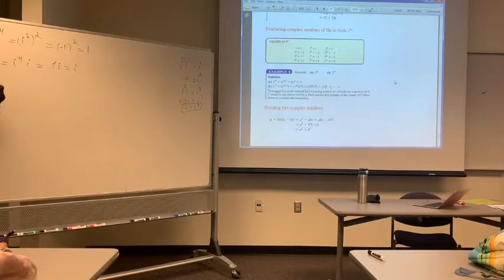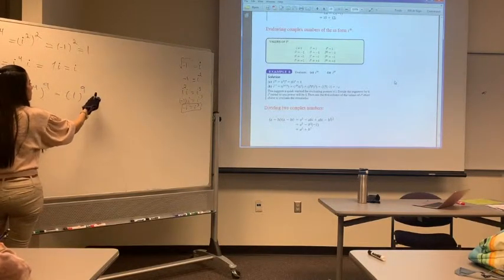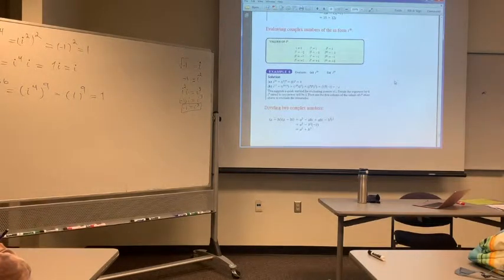Then, what about i to the power 36, for example? We can use all the properties of power. So i to the power 4, to the power 9 is i to the power 36, right? 9 multiplied by 4 is 36. So instead of i to the power 4, we have positive 1, and the result is 1. Correct?